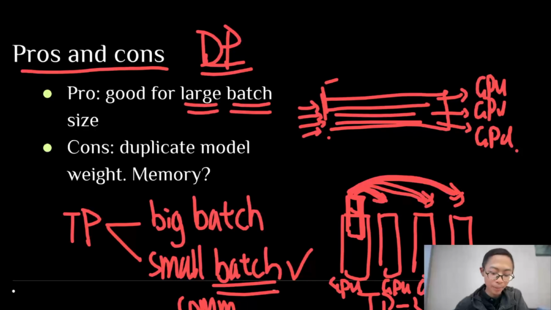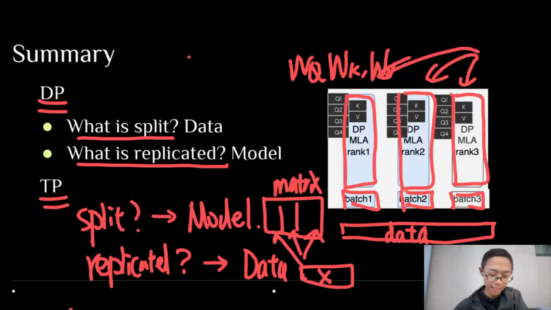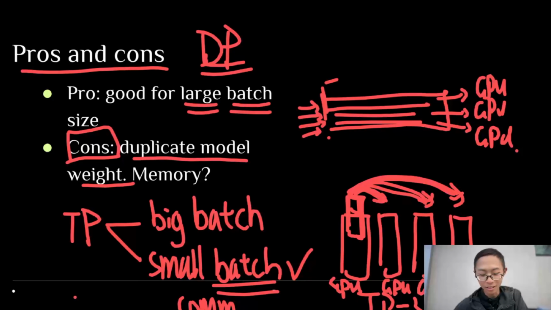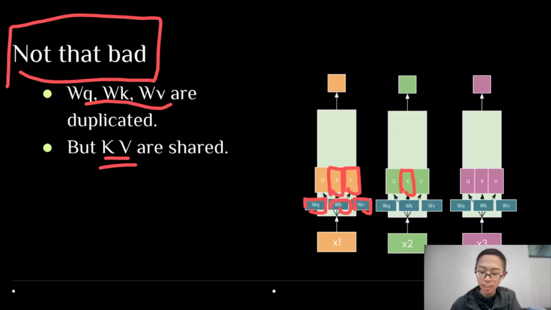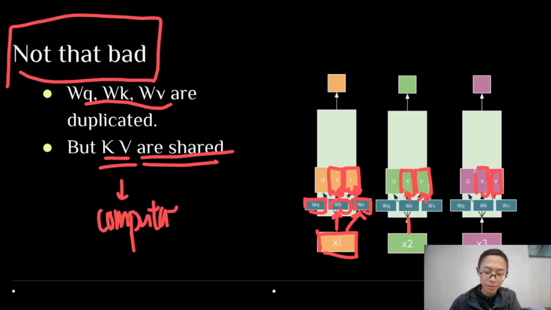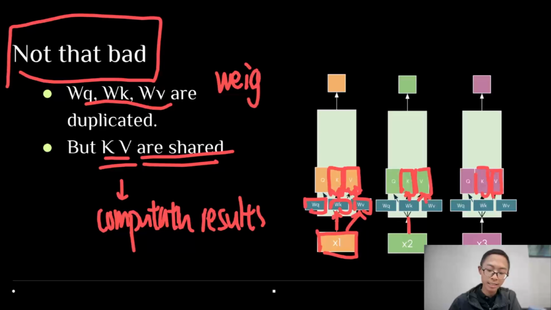Now for DP, data parallelism, what are some concerns? We are duplicating the model many times. The same weights duplicated. So what does it cost? It costs a lot of memory. But is it that bad for memory? Turns out it's not that stressful on memory, because although the weights are duplicated, the KV are sharded. They are unique for each GPU. Why? Because the inputs are different. Although the weights are the same, they will result in different outputs. So that's called KV sharding. The computation results are sharded, but the weights are duplicated.